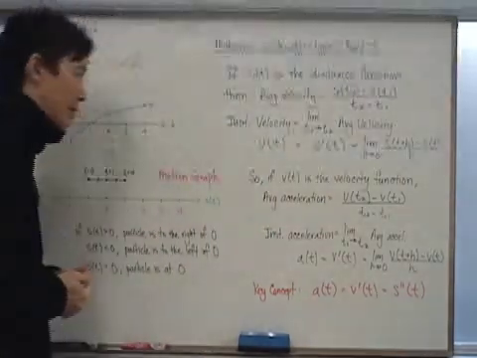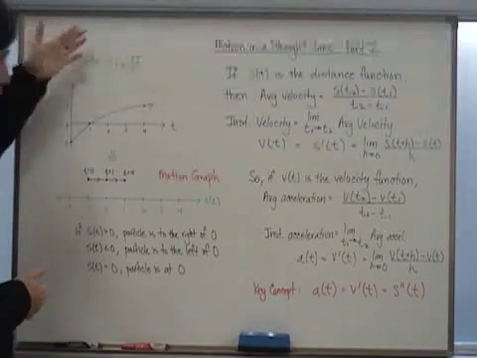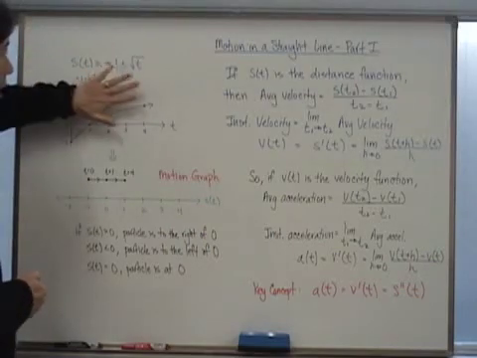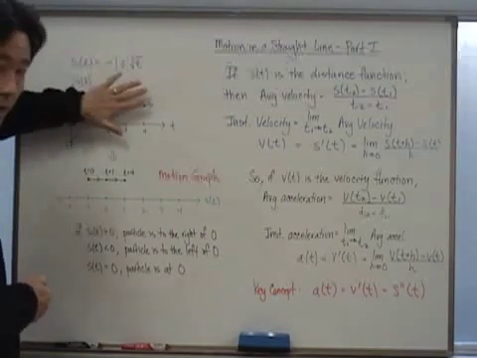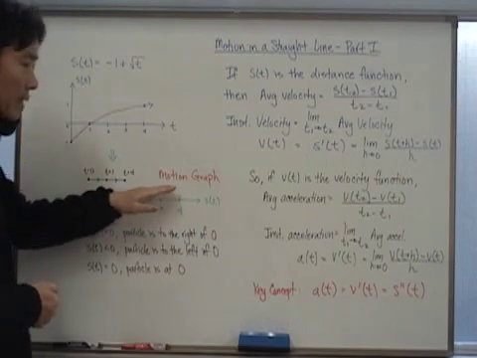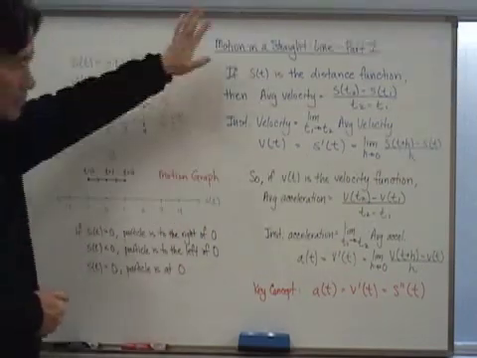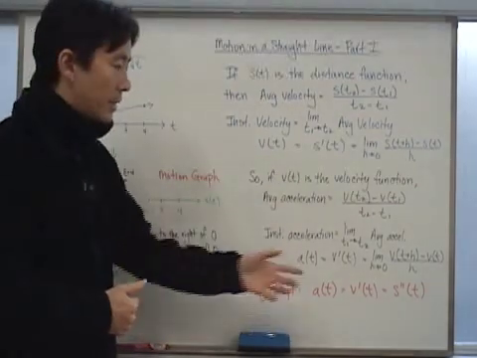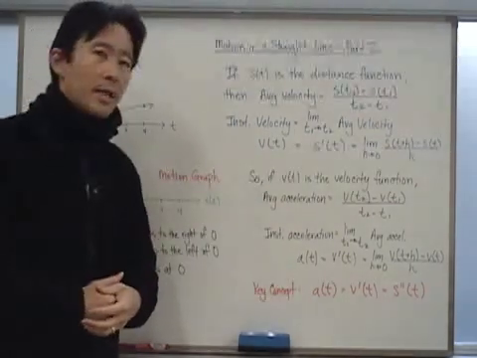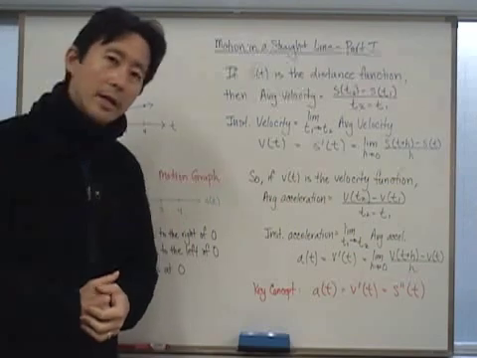Okay, so there you go. Two things: making sure that we can translate from a two-dimensional distance graph to a one-dimensional motion graph, and also understanding the relationship between acceleration, velocity, and distance. Okay, and there you go.